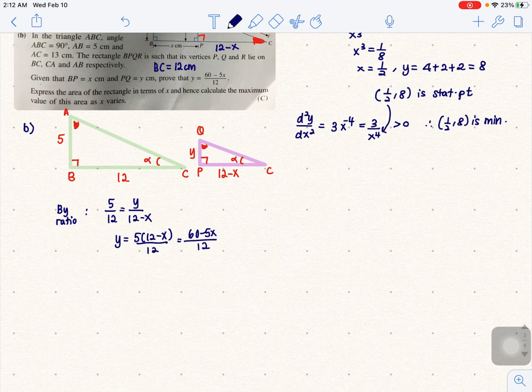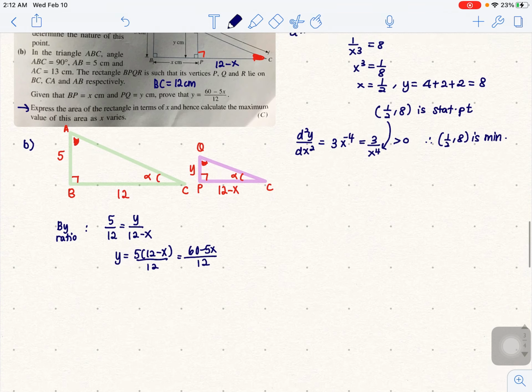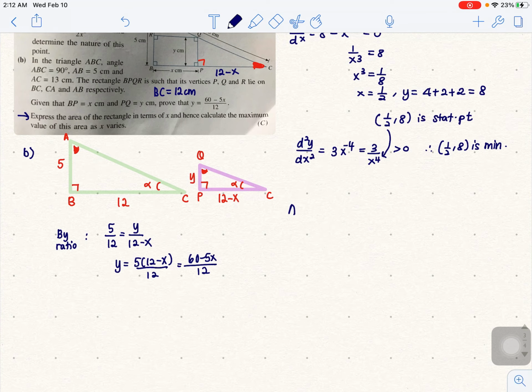Shown. Now let's read further. I have to express the area of the rectangle in terms of x. So what is the area of the rectangle? Very easy. It's just x times y. The question clearly says you have to do it in terms of x. So you take your y here and substitute.